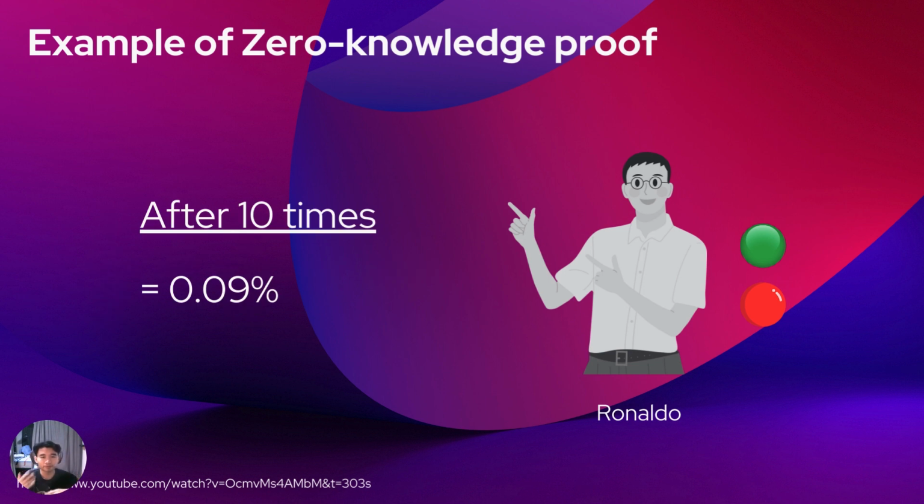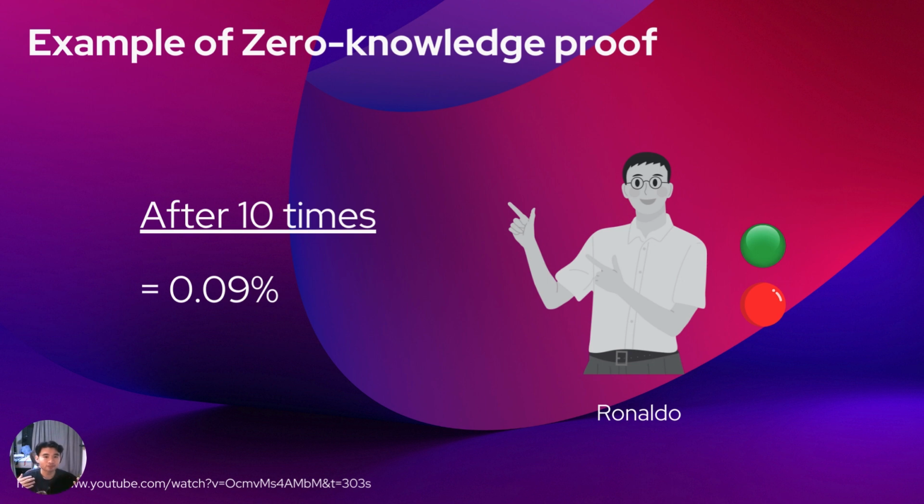So if you repeat this method like 10 times, your chance of guessing it right will decline to 0.09%. So the probability now is modest enough to persuade your buddy, Ronaldo, that the balls are actually different colors. You can't just be that lucky. But of course, you could keep going if you want to do so.